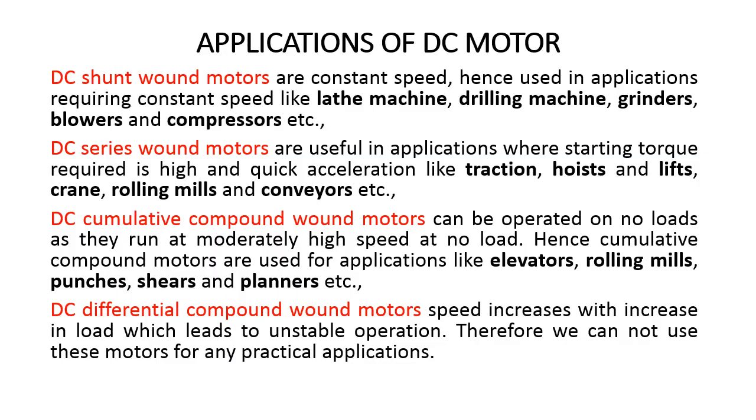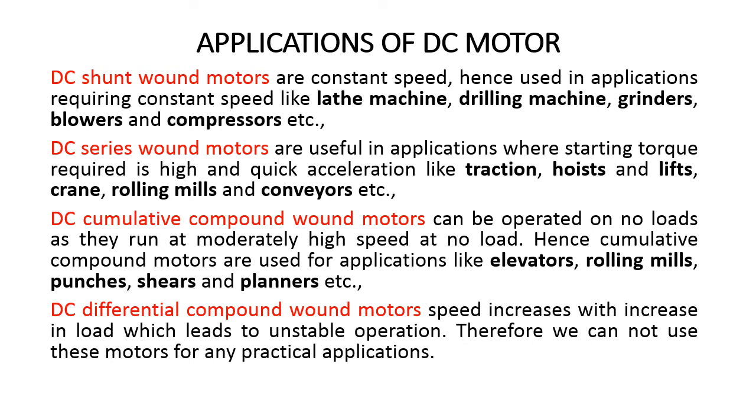Applications of DC motors. DC shunt wound motors are constant speed, hence used in applications requiring constant speed like lathe machines, drilling machines, grinders, blowers and compressors, etc. DC series wound motors are useful in applications where high starting torque and quick acceleration are required, like traction, hoists and lifts, cranes, rolling mills and conveyors, etc.